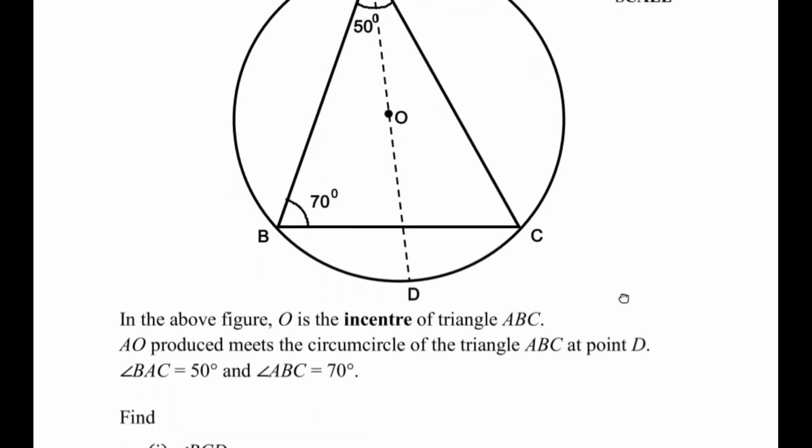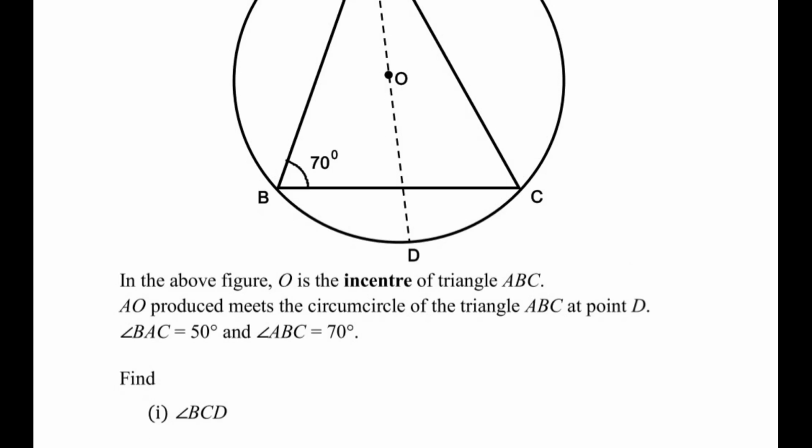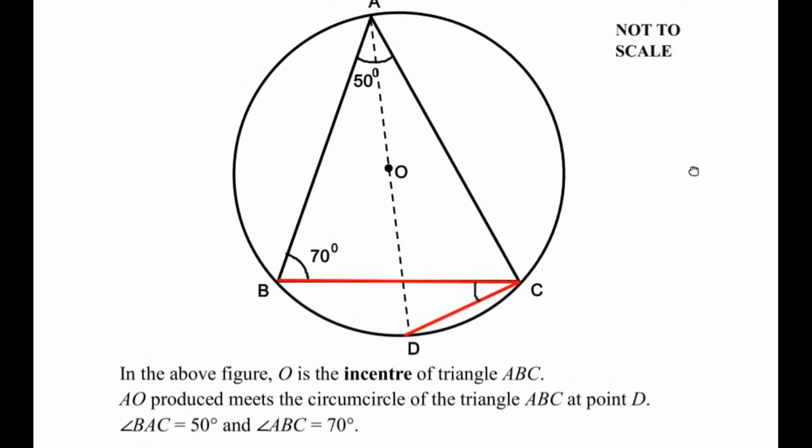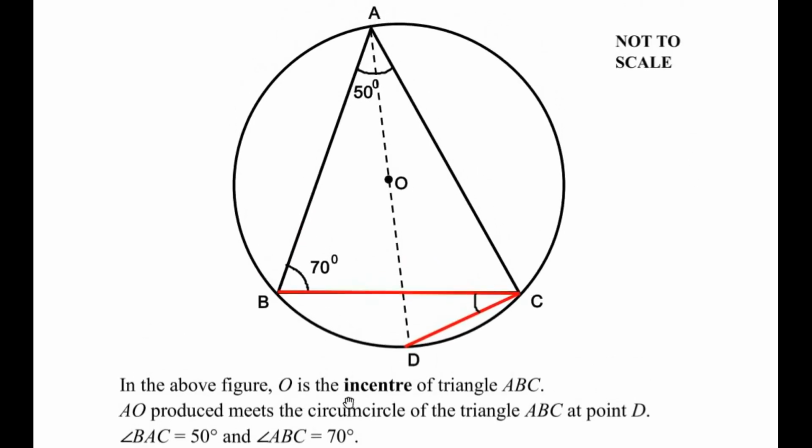Now we have to find three missing angles. So the first angle to be found is angle BCD. Let me highlight this. This is the small angle which we need to find. But before that, let us understand the words incenter and circumcircle in the given question.